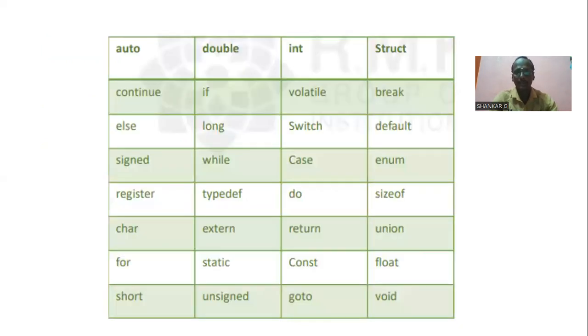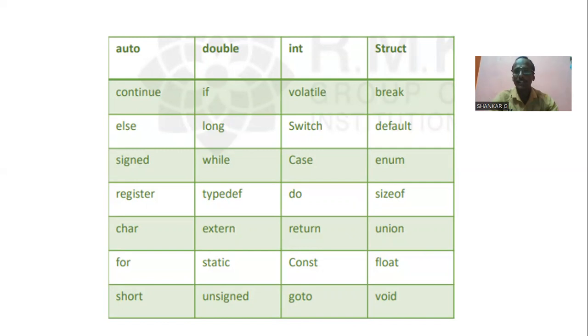Some of the keywords have been listed in this slide. auto, continue, else, signed, register, char, for, short, double, if, long, while, typedef, extern, static, unsigned, int, volatile, switch, case, do, return, const. Here const is actually defined with a capital C. It should not be a capital C.